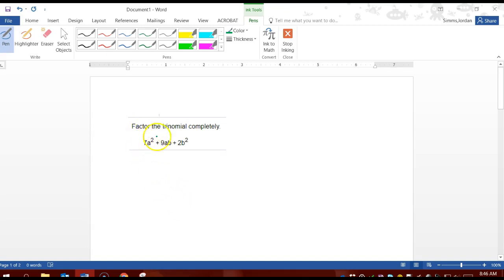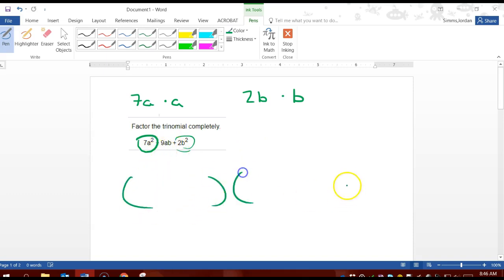So what we have to do is basically guess and check. I'm going to factor our first term, 7a squared. 7 is a prime number, so there's really only two possibilities, 7 times 1, and a times a will give us 7a squared. I'm going to factor my last term, 2b squared, and that's going to be 2b times b. Now the order might be different, of course. It could be b times 2b. We're basically going to look for something that gives us plus 9 in the middle, and multiplies to give us a plus 2.